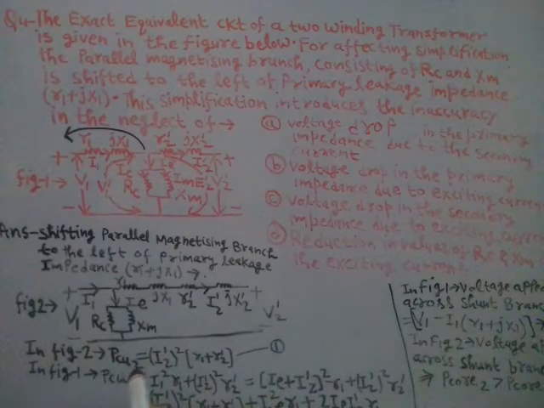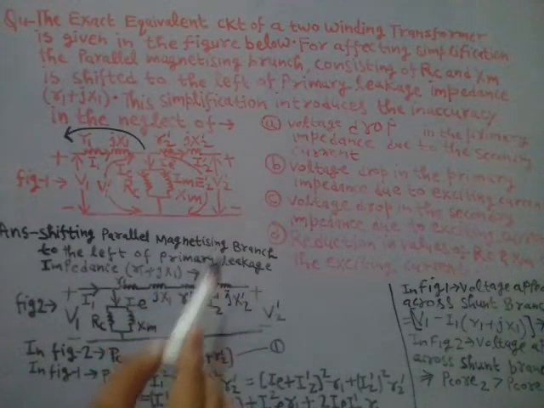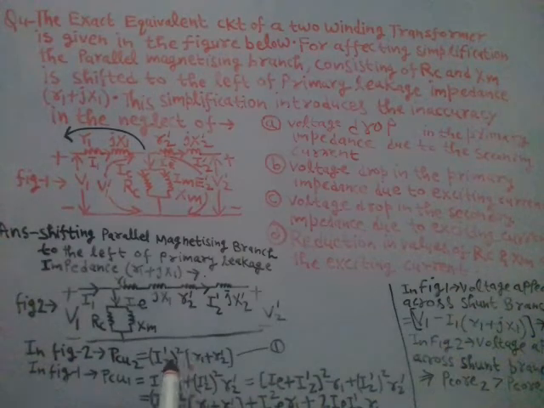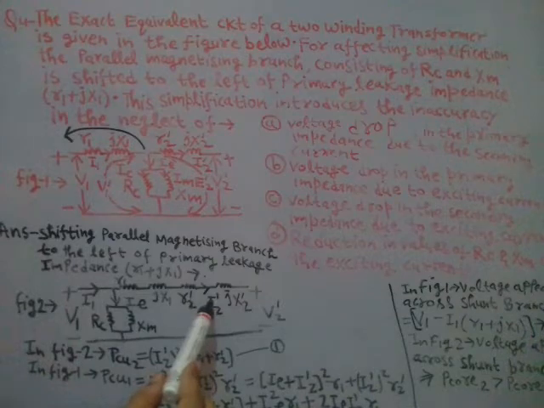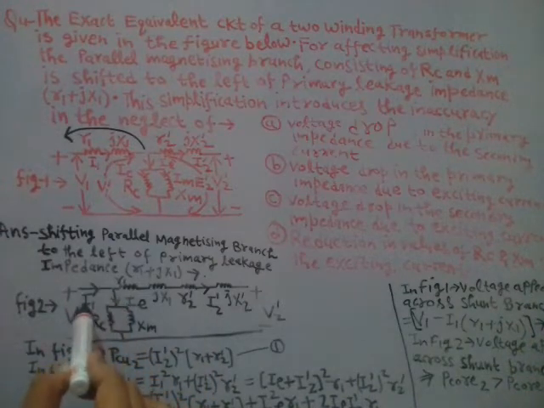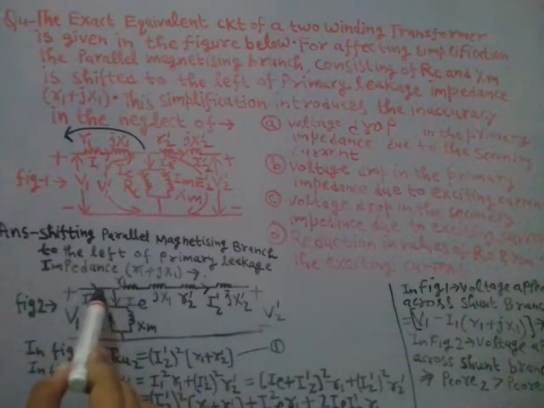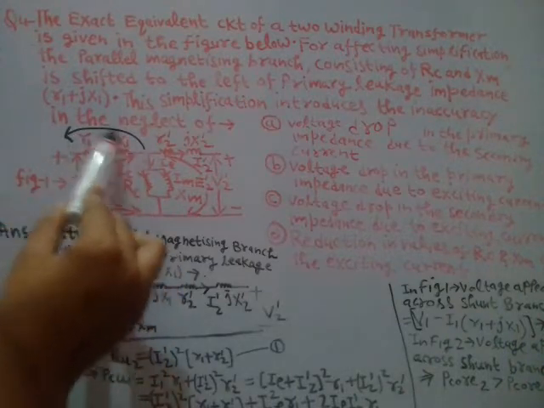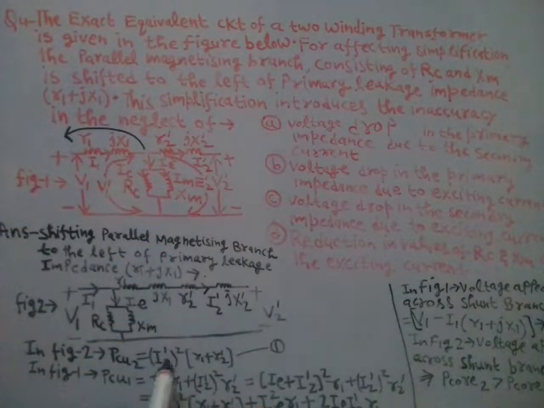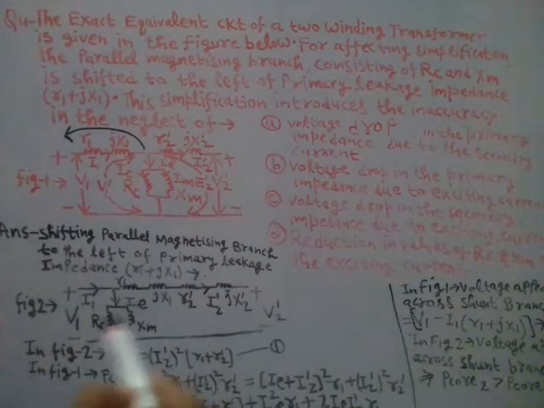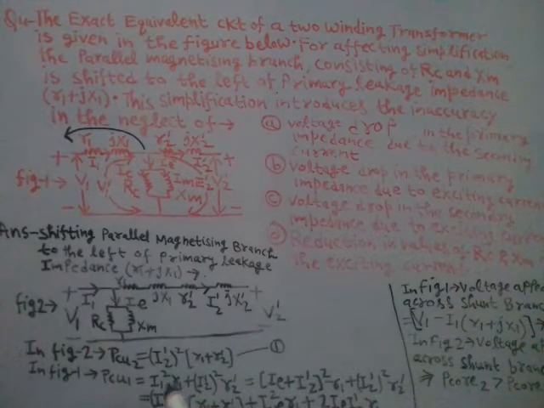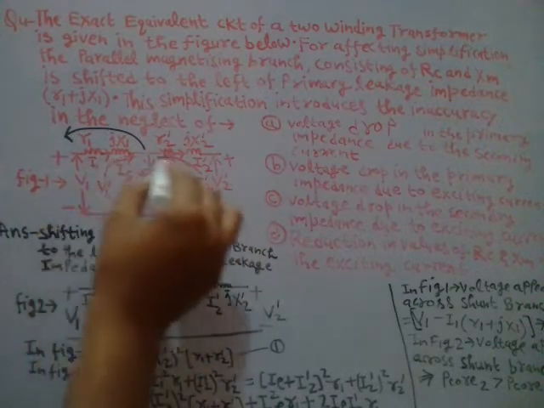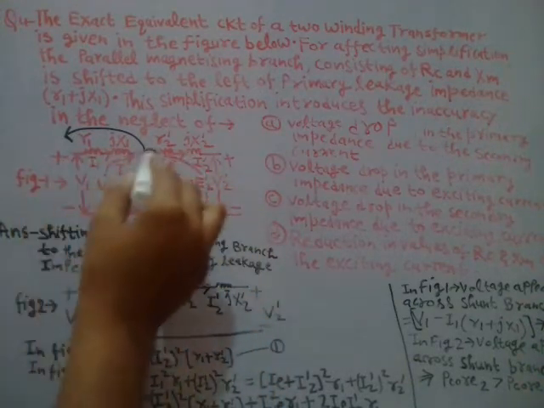So here PCU2, that is copper loss in this second figure, will be: the current which is flowing in this R1 and R2 dash is I2 dash only, because you have now shifted the shunt branch to the left of primary leakage impedance R1 plus JX1, so it will become I2 dash square in bracket R1 plus R2 dash. Now see here, what is this primary current I1?